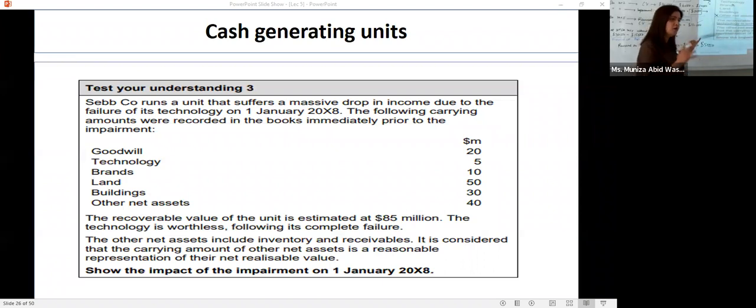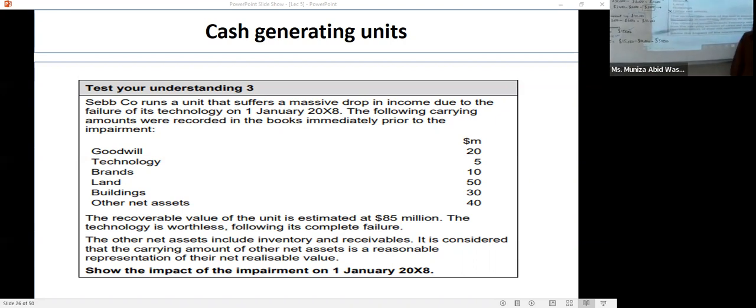In the exam questions also, you are going to exclude other net assets from your goodwill setting off if it is being mentioned. Okay. Now, students, how much recoverable amount is there? 85 million is there. And what is the carrying value? First, we have to see whether there is an impairment or not. So we are going to compare carrying amount with the recoverable amount. So what is the total carrying amount? Calculate and tell me. Calculate carrying amount in total.